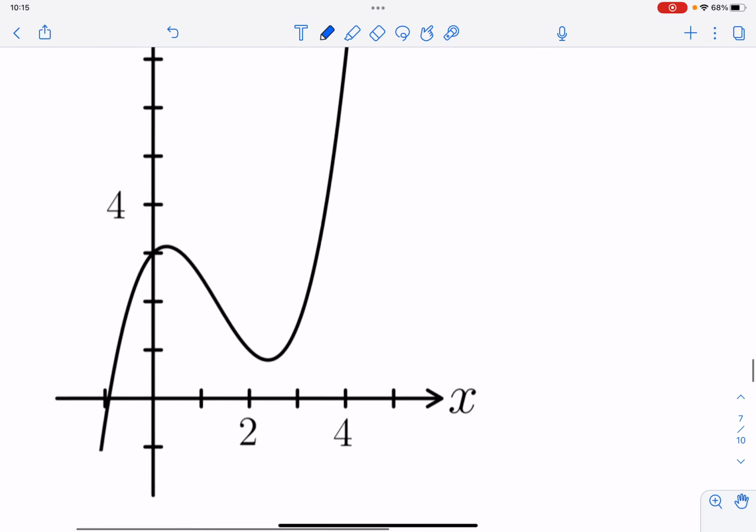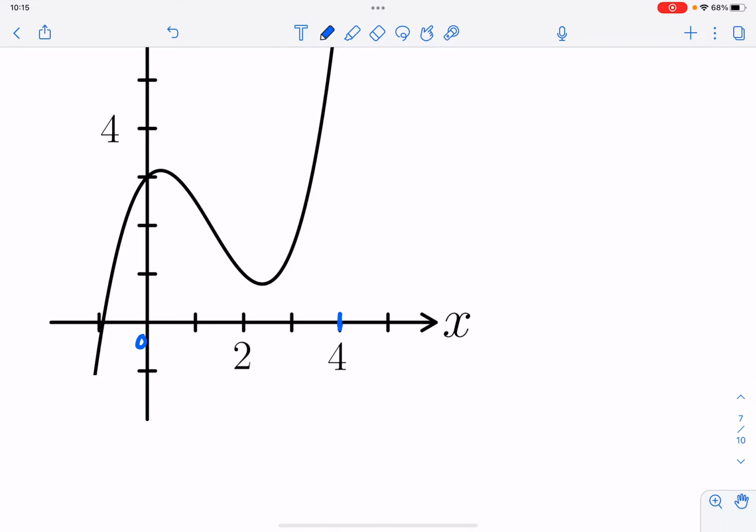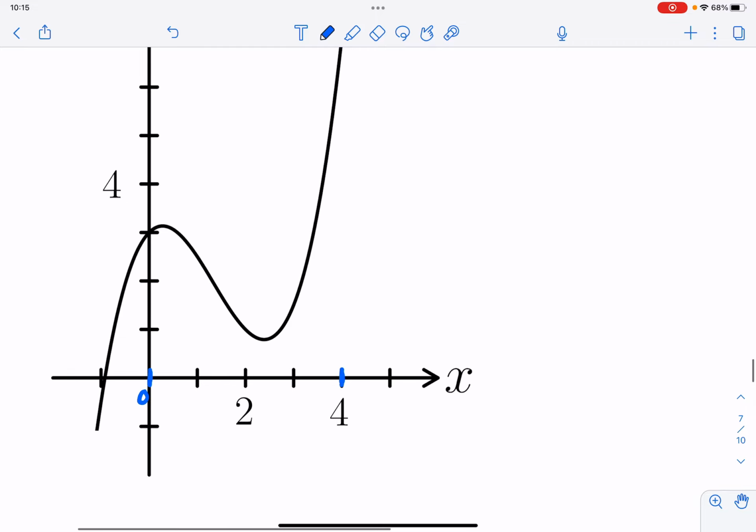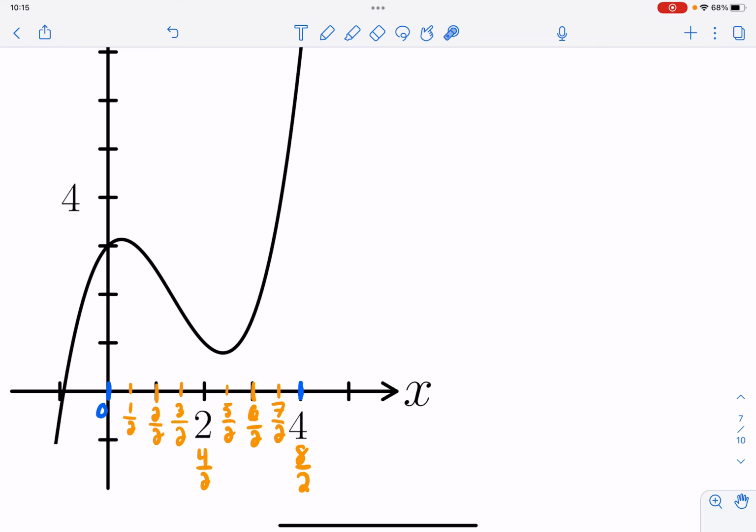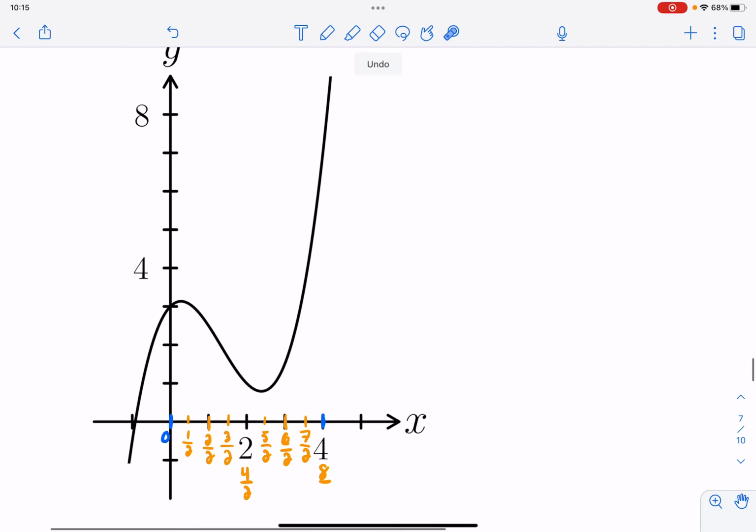So if we come to this picture, we have 0 to 4, that's what we're working with, and I want intervals of 1/2. So what I'm working with is 1/2, 1, which conveniently I'm going to write as 2 over 2, then 3 over 2, 4 over 2, 5 over 2, 6 over 2, 7 over 2, and 8 over 2. I write it purposely like this so that I can see clearly that the only thing changing is the numerator 1, 2, 3, 4, 5, 6, 7, 8. That's going to be important.